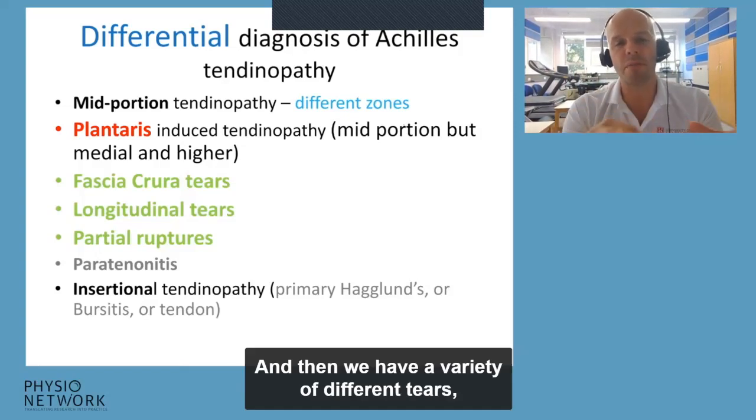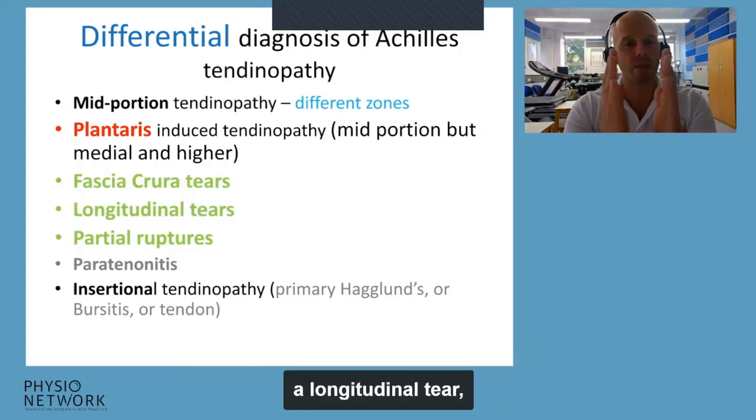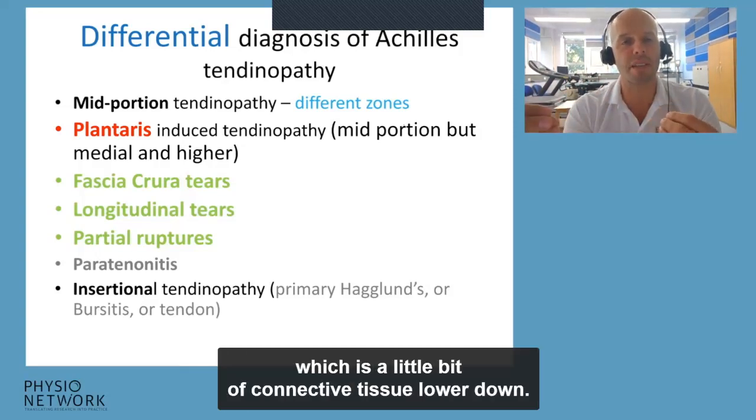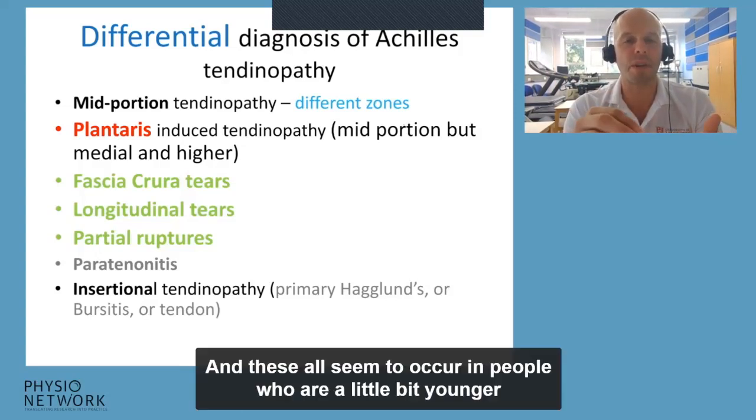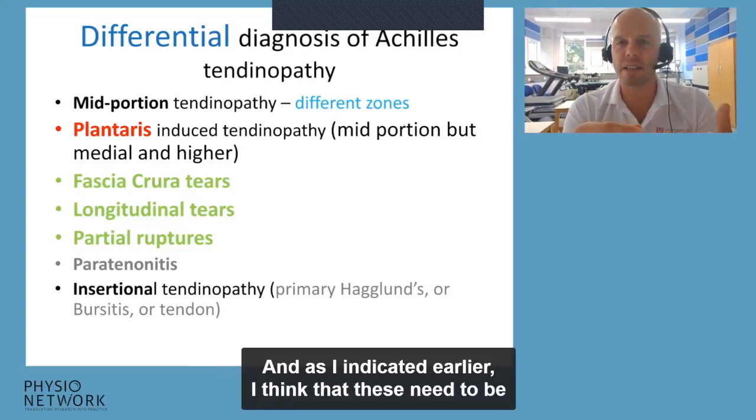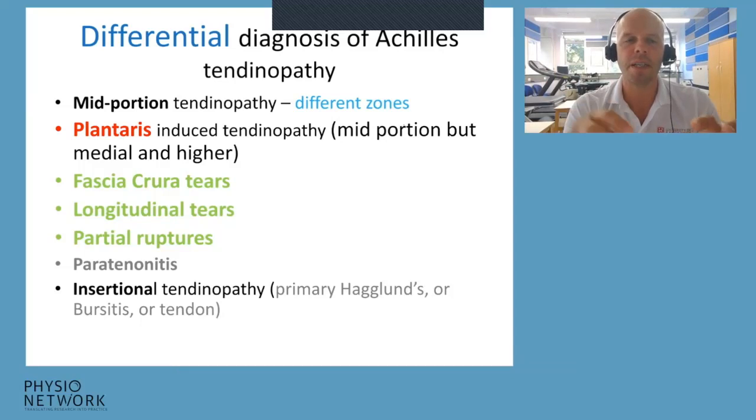And then we have a variety of different tears, so tears where the tendon is split lengthways, a longitudinal tear, maybe a small tear across, or a tear of the fascia cruris, which is a little bit of connective tissue lower down. And these all seem to occur in people who are a little bit younger, and the symptoms are normally sudden onset during activity. And as I indicated earlier, I think that these need to be teased out as separate entities in their own right and probably have different management.